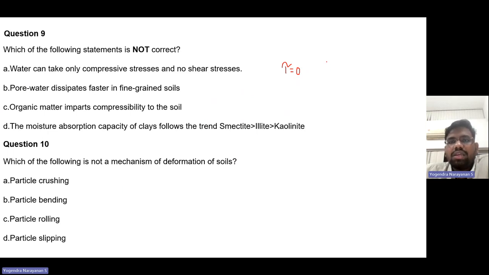Whereas soil grains can take both shear and compressive stresses, which we already saw, denoted as normal stress and shear stress. Normal force and shear force, when divided by their cross-sectional area, give normal stresses and shear stresses. Hence, shear strength of water is zero. Hence, this statement is right.